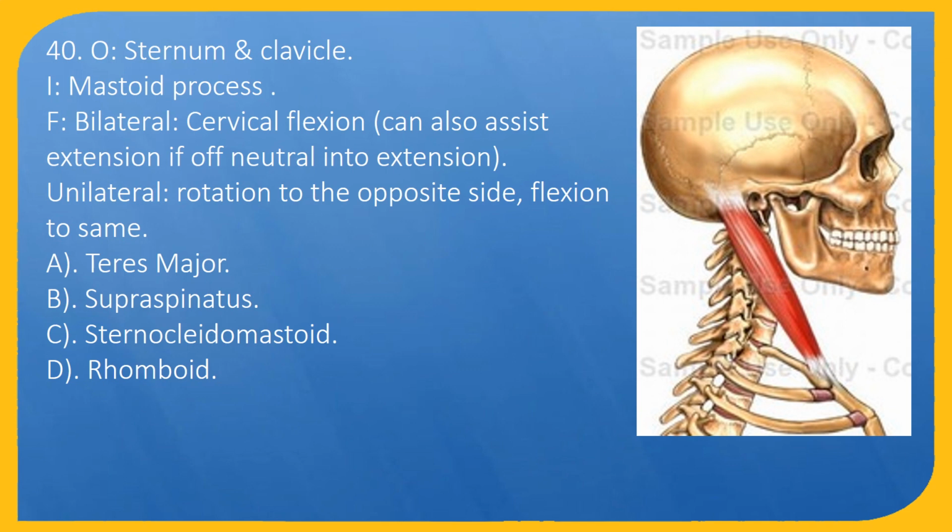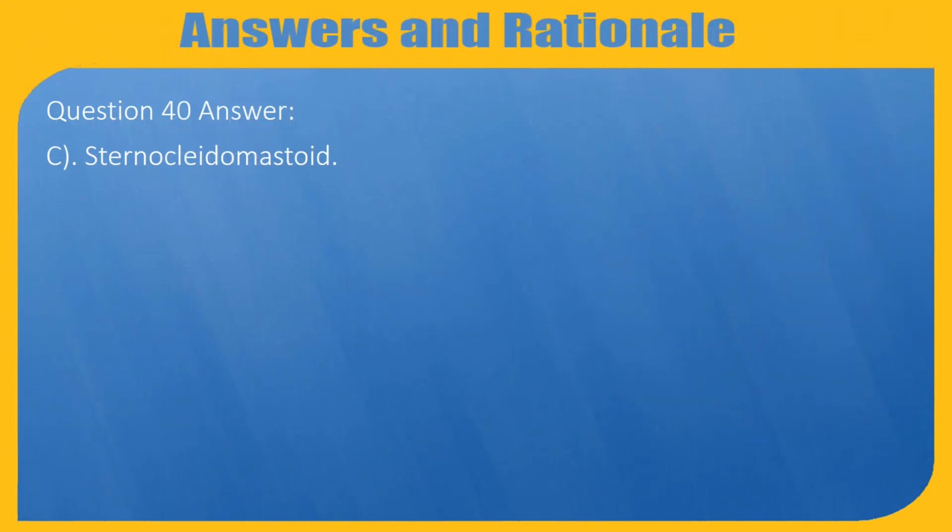Question 40. Origin: sternum and clavicle. Insertion: mastoid process. Function: bilateral, cervical flexion, can also assist extension if off neutral into extension; unilateral, rotation to the opposite side, flexion to the same. A. Teres major. B. Supraspinatus. C. Sternocleidomastoid. D. Rhomboid. Question 40, answer C. Sternocleidomastoid.